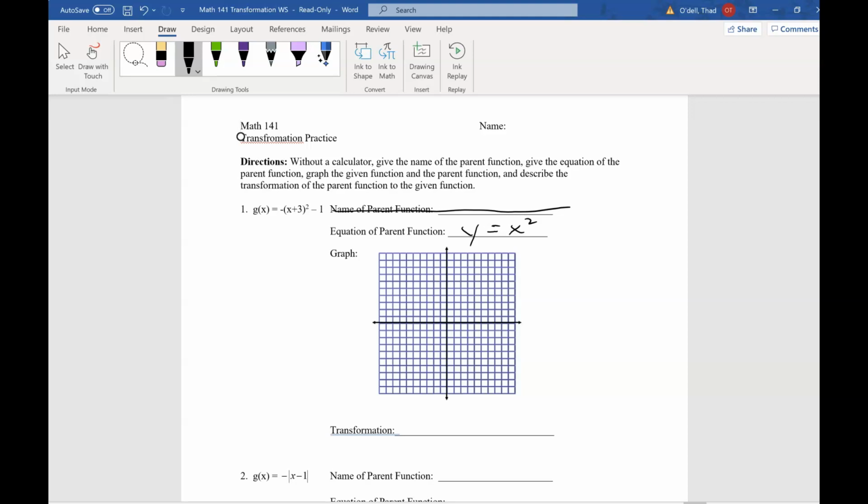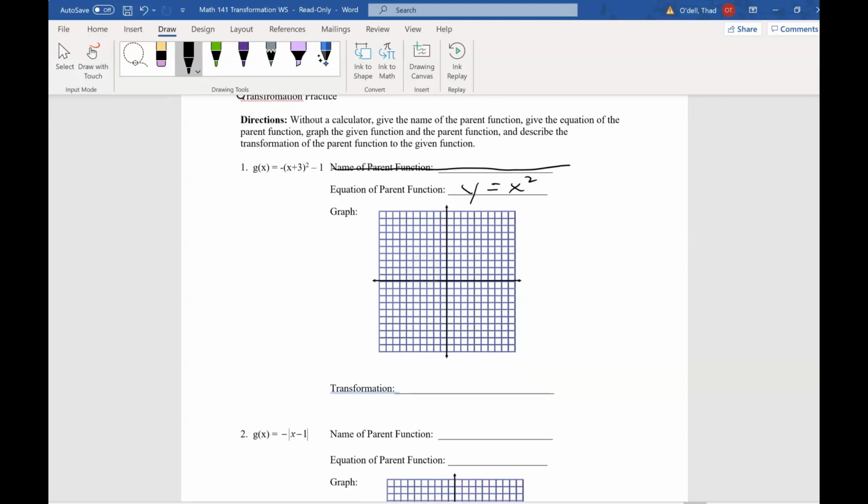And the graph, well, first of all, do the transformation. We know there's a negative, a plus 3, and a minus 1. We know the negative is going to reflect across the x-axis because it's on the outside. The plus 3 is going to shift left 3, and the minus 1 is going to shift down 1.